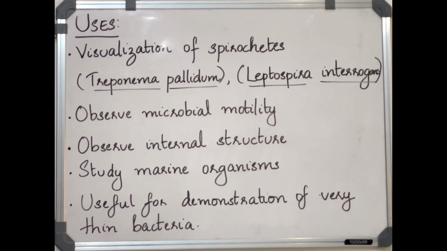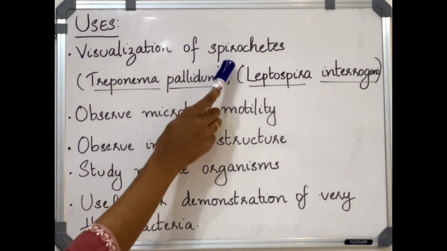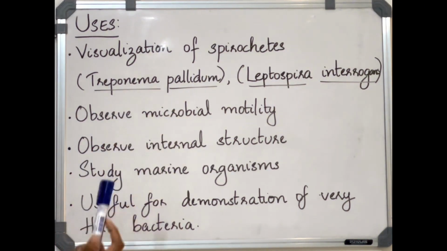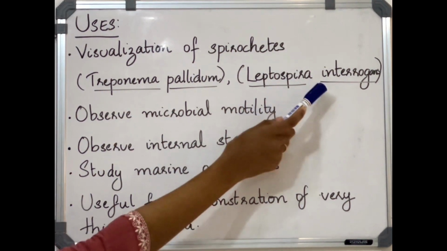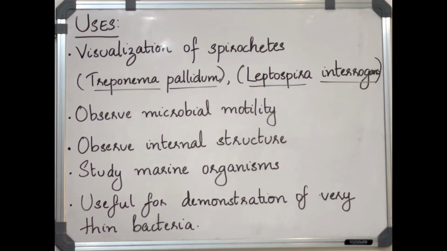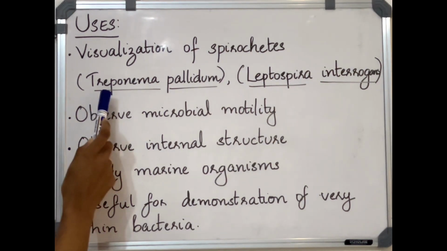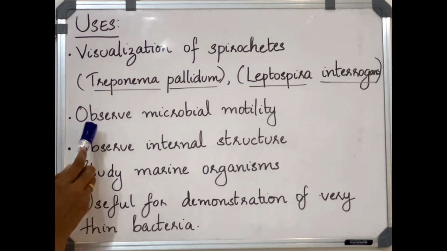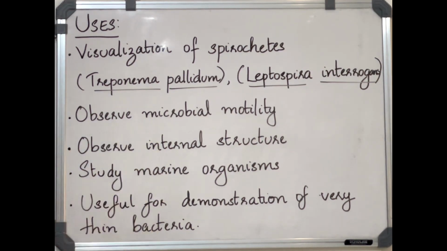Uses of the dark field microscope. The dark field microscope is used to visualize spirochetes, such as Treponema pallidum, which causes syphilis, and Leptospira interrogans, which causes leptospirosis. So these spirochetes can be visualized using this microscope, and also we can observe the motility of the microorganisms. Using this microscope, we can observe flagella in unstained cells. Thus, we can observe the motility.